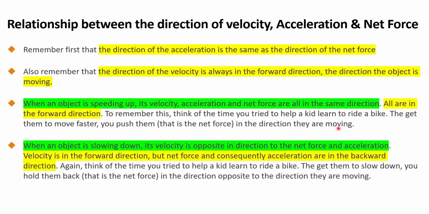So then velocity is forward, net force is forward, and acceleration is forward. Now, what about the case when an object is slowing down? In this case, the net force and the acceleration are going to be opposite in direction to the velocity. The velocity is going to be in the forward direction, but both net force and acceleration are going to be backwards.